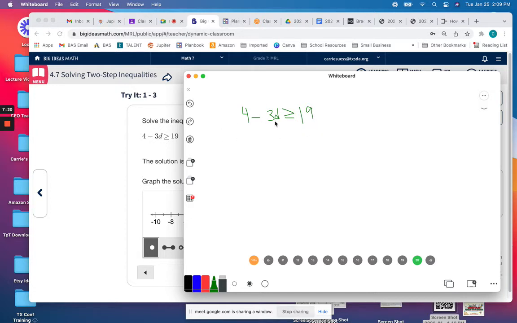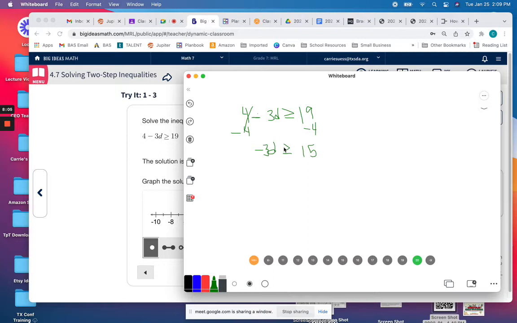Alright, so 4 minus 3D is greater than or equal to 19. This 3 and then minus kind of go with the D right here. So we're actually going to move the 4 first. How would I move the 4 over to the other side? You're going to subtract 4 because it is currently a positive 4. That negative is behind it, so the negative is actually attached to the 3. So that cancels. And I just rewrite -3D is greater than or equal to, what is 19 minus 4? 15. Very good.